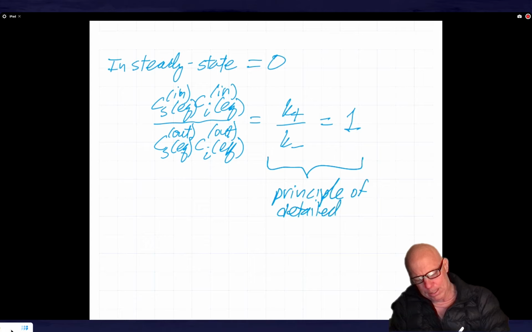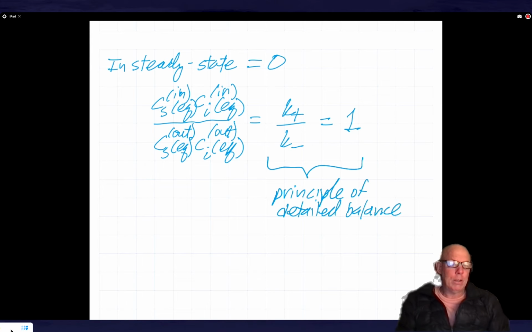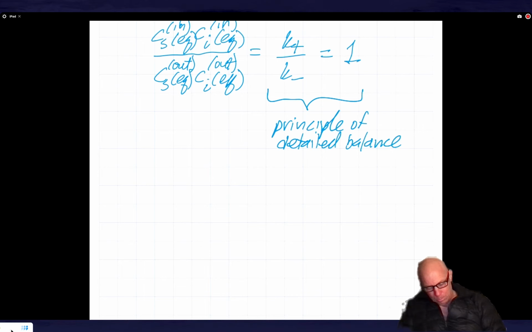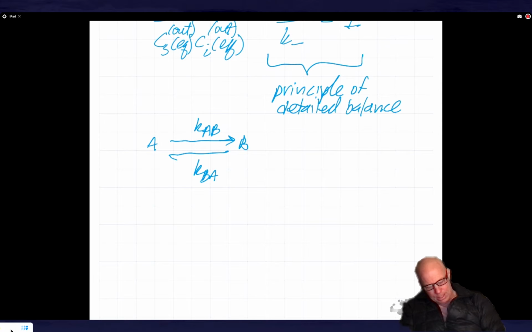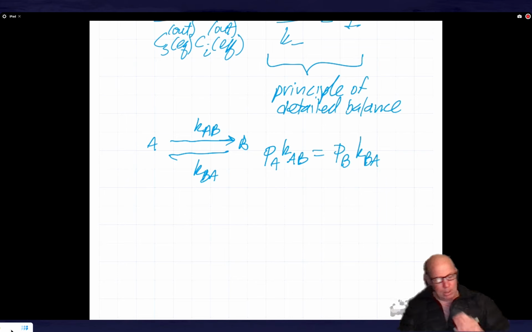So this is also sometimes referred to as the principle of detailed balance. It's an idea, as best I can tell, that was introduced by the famous American chemist Gilbert Newton Lewis, who was a professor at Berkeley, maybe in the 1920s or so. What this asserts is that if I have two states, A and B, then the principle of detailed balance, I'm going to call this K_AB, going in this direction, and then this one going in the other direction is K_BA. Then detailed balance tells me that P_A times K_AB is equal to P_B times K_BA. What does that mean?